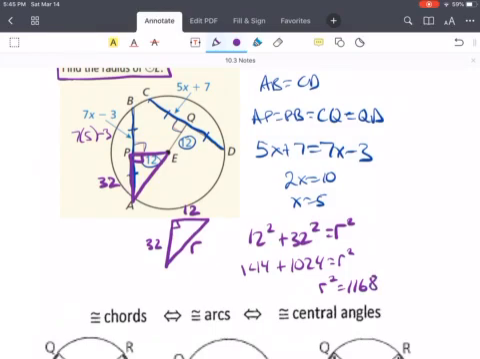And then we need to simplify this, and you can pull out a 16. So a simplified radical form would be 4 square root of 73.